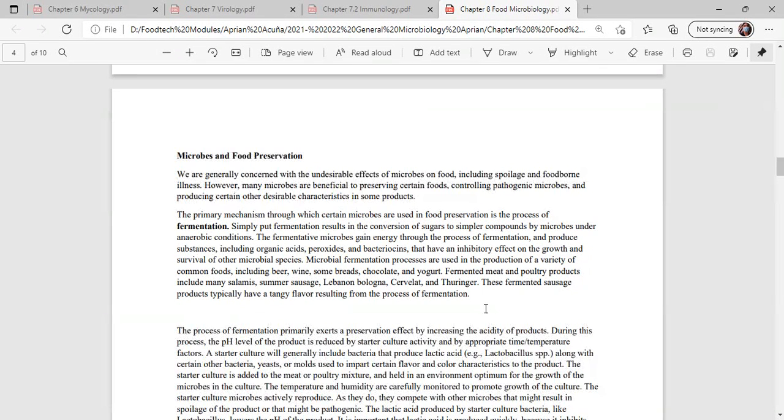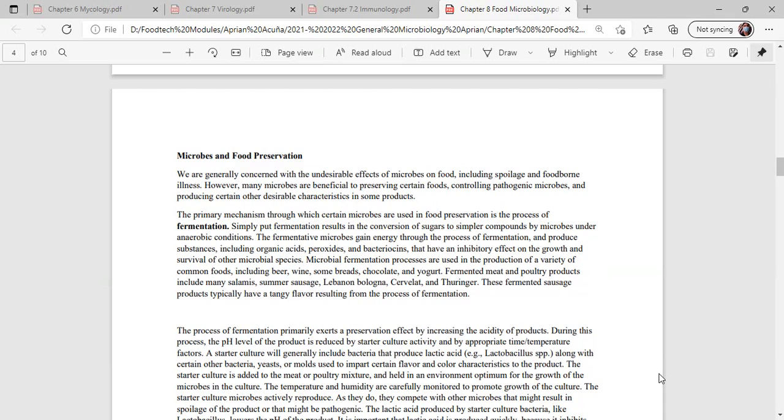Fermented meat and poultry products include many salami, summer sausage, Lebanon bologna, cervelat, and chorizo. These fermented sausage products typically have a tangy flavor resulting from the process of fermentation. The process of fermentation primarily exerts the preservation effect by increasing the acidity of the product. The pH level of the product is reduced by starter culture activity at appropriate time and temperature.